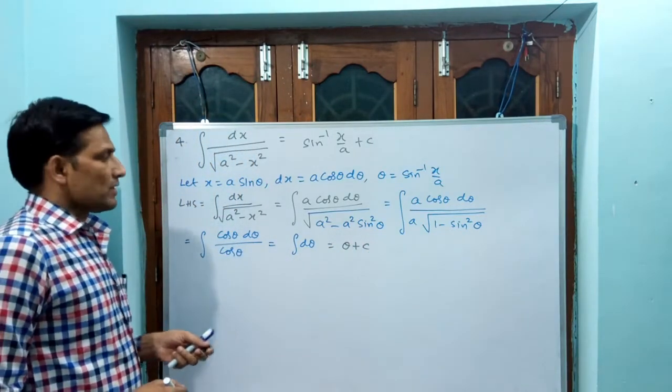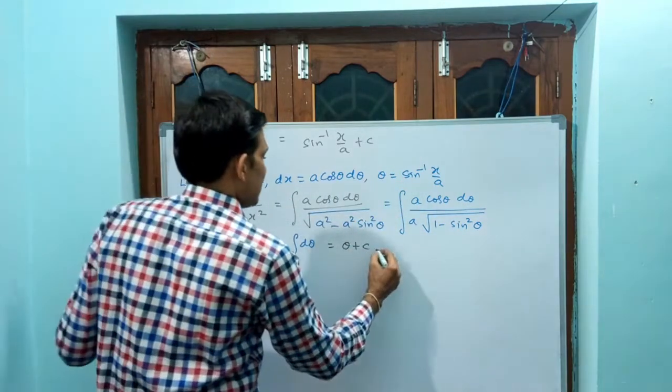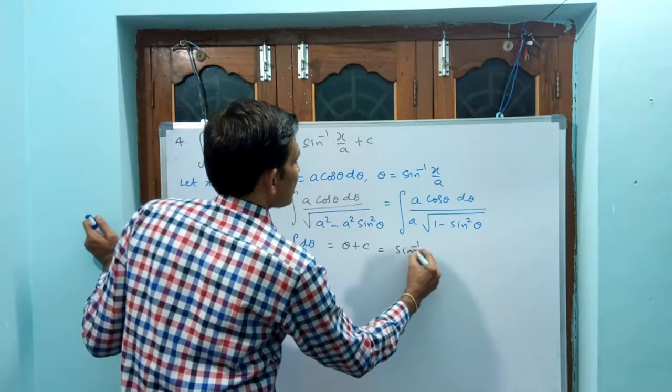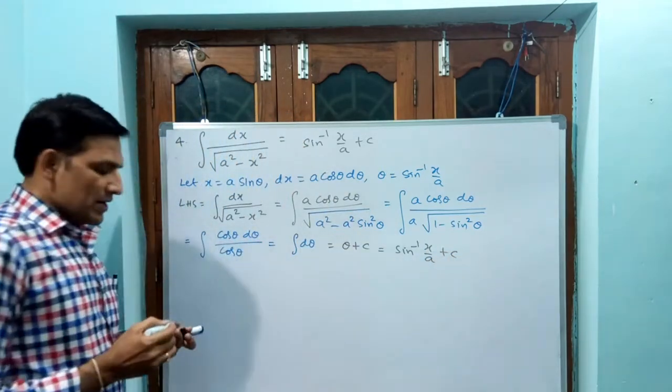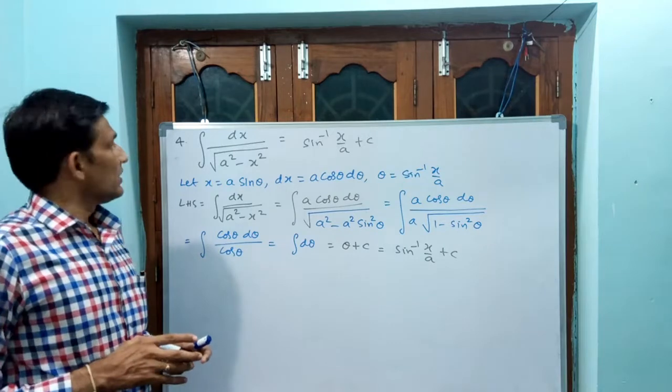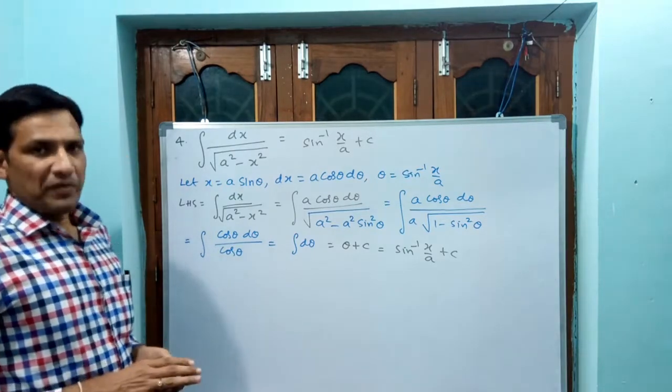That's all. Theta is what? Sin inverse x by a. That means sin inverse x by a plus c. Is this the result you want? Okay? Take this, we will go for the fifth result. Okay?